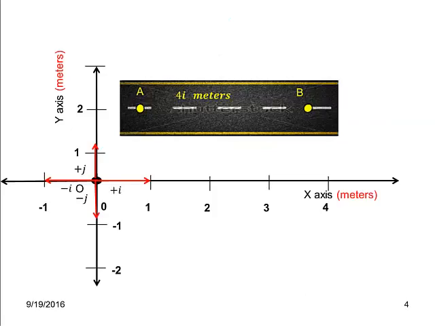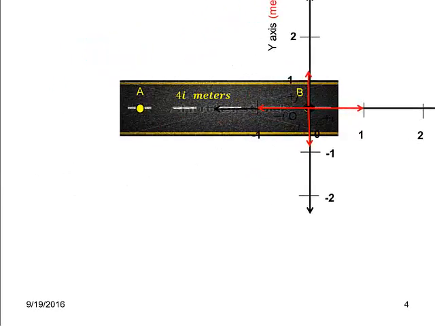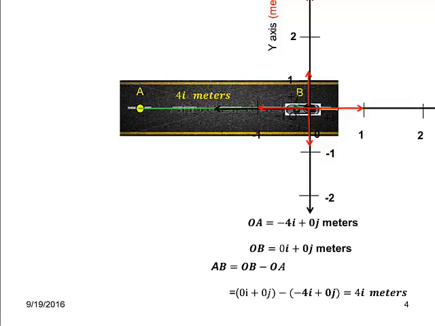In this case also, we can see that the displacement vector is the same. Now imagine that we are moving the coordinate system close to the final position B, so that we can imagine that the car is moving along the x-axis in the positive direction towards the observer. The observer, now sitting at the origin O of this displaced coordinate system, measures the initial position vector as minus 4i plus 0j, and the final position vector as 0i plus 0j meters. In this case also, we can see that the displacement vector is the same.